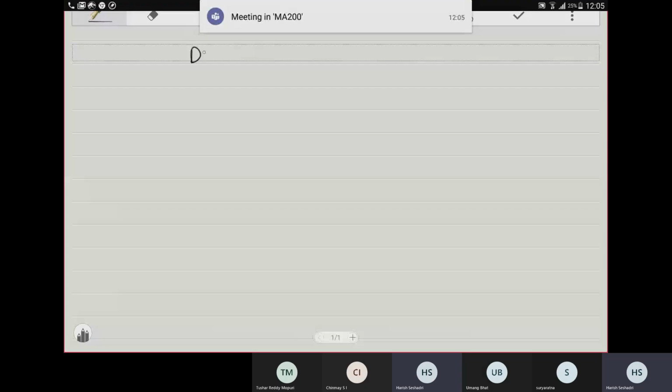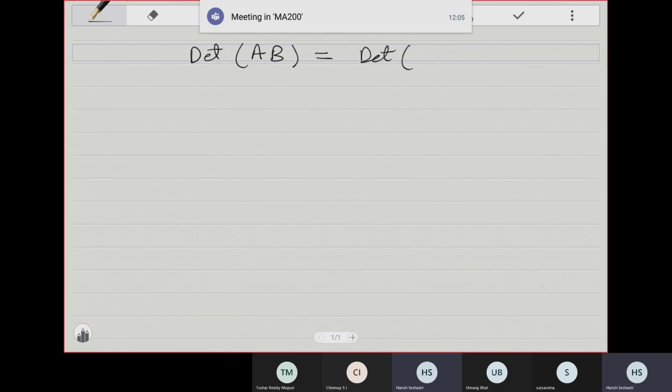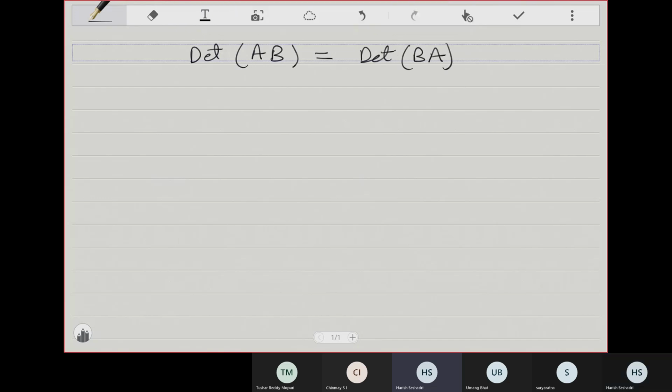Yeah, last time we had proved that determinant of AB is determinant of BA. Oh, sorry, not this.